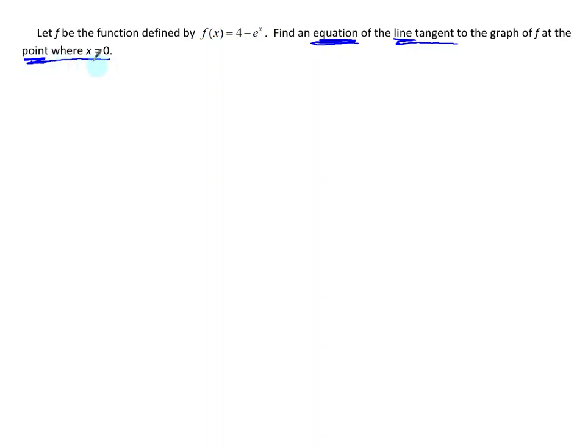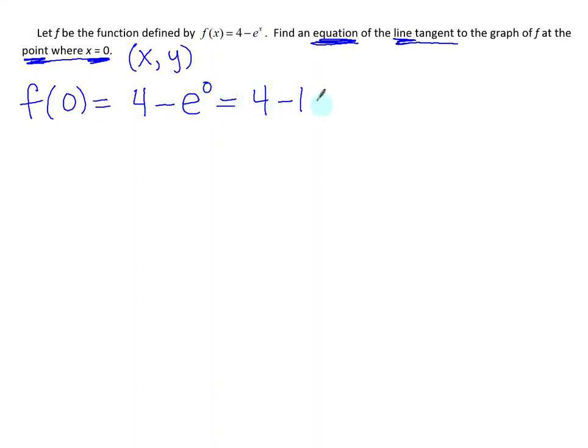Now they gave us part of the point. They gave us the x value of the point. We need to find the x and the y coordinate of the point. So we plug in the x value into the function. F of 0 is 4 minus e to the 0, which is 4 minus 1, or 3. So now we have the point 0, 3.